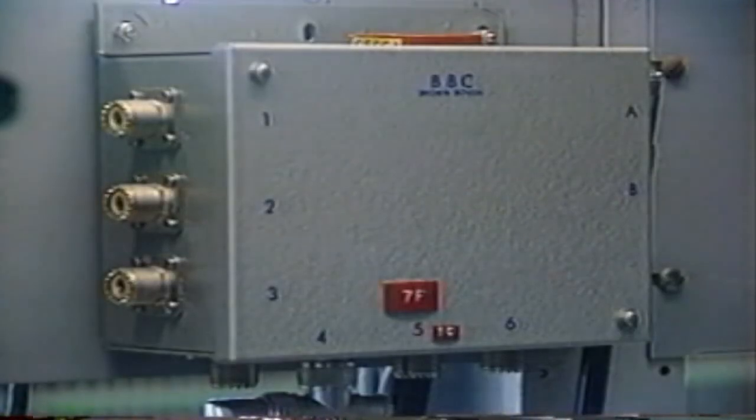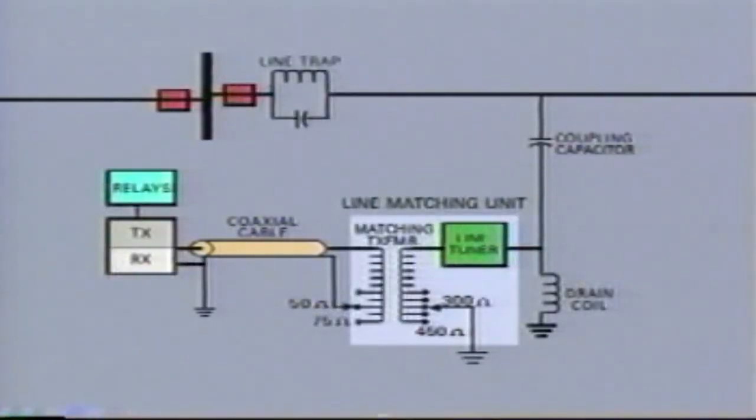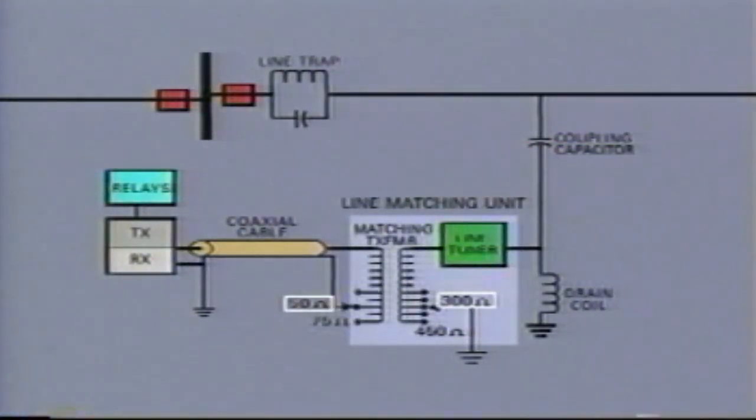In order to prevent this loss, it is important that impedance mismatch be reduced as much as possible. The LMU taps should initially be set as near as possible to the anticipated value of line impedance, usually about 300 to 400 ohms, and the impedance of the coaxial cable usually 50 to 75 ohms.